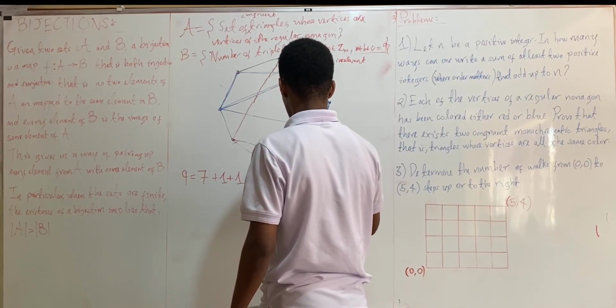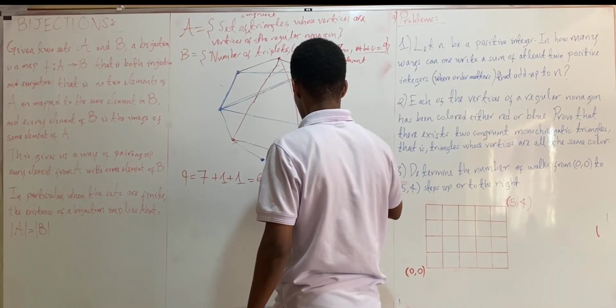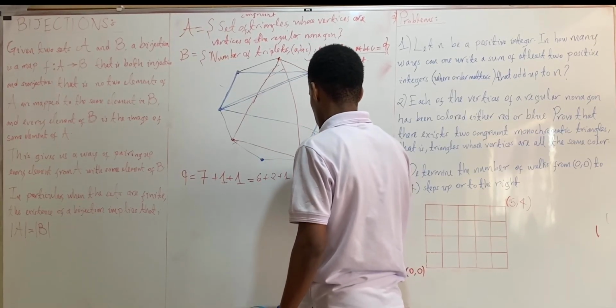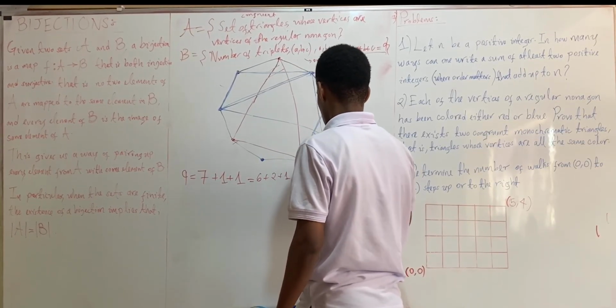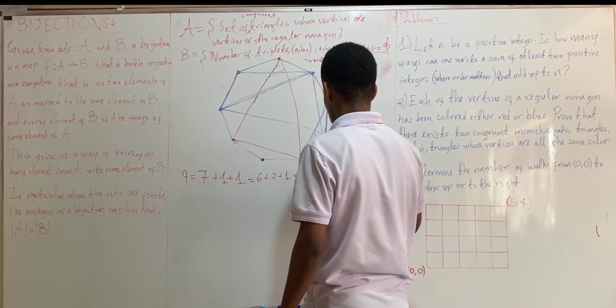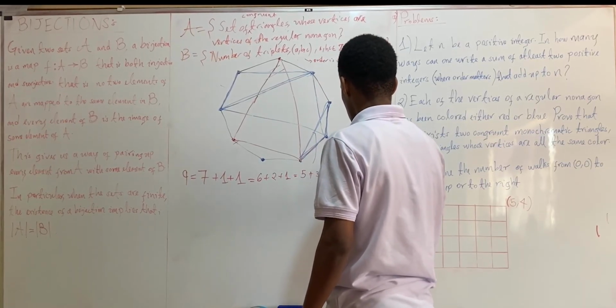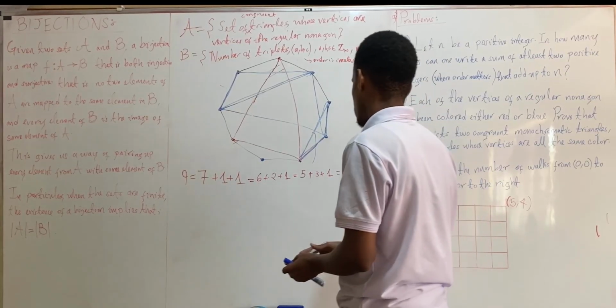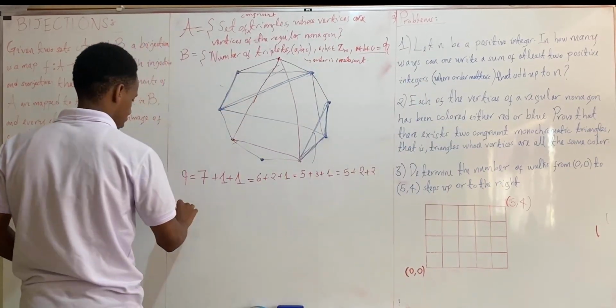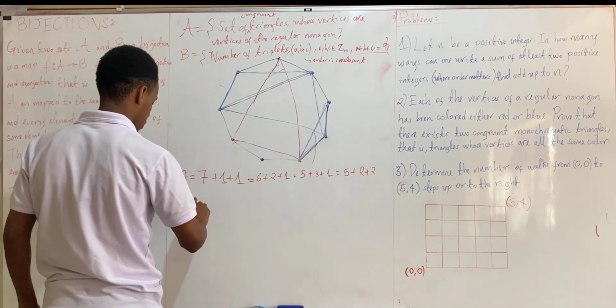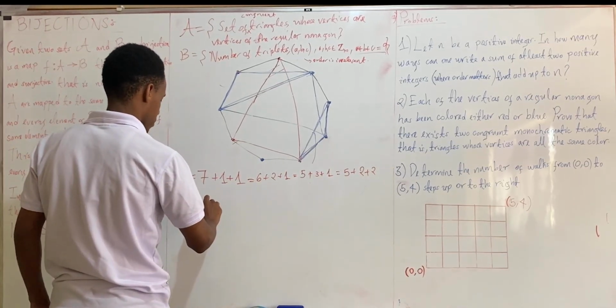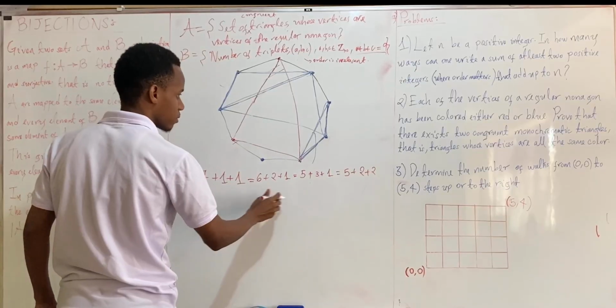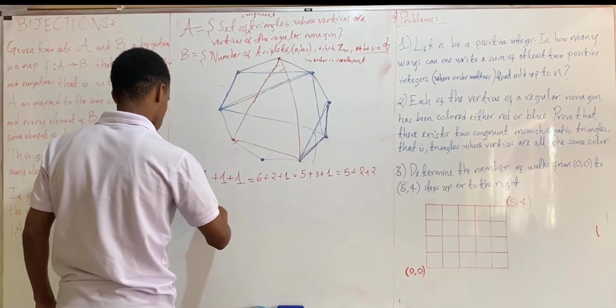We can have 5 plus 3 plus 1. We can have 5 plus 2 plus 2, right? We can have 4 plus 4 plus 1.